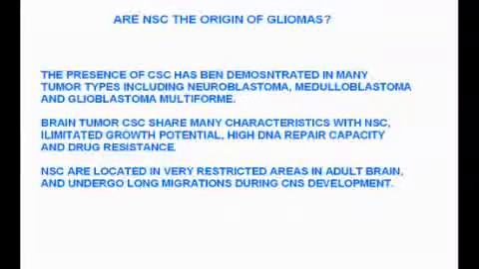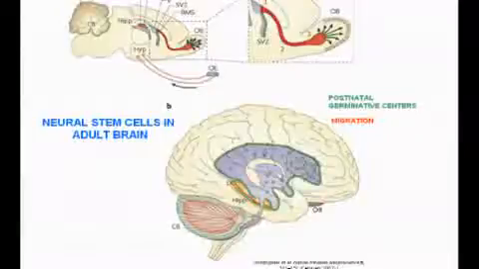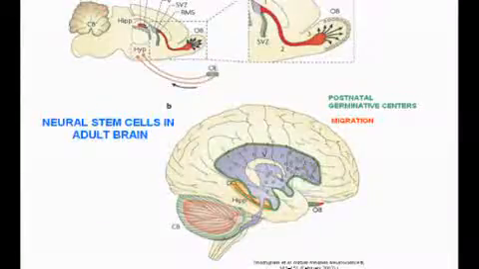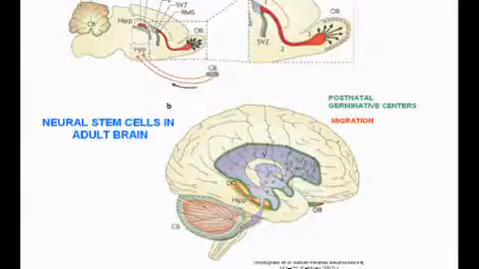Okay, what about the location? Location is important. Where is the location of these stem cells compatible with where the tumors are generated? Okay, this is in adult, and this is a rodent or any kind of animal that has a very developed smelling capacity, where this is a very important way to generate new cells.